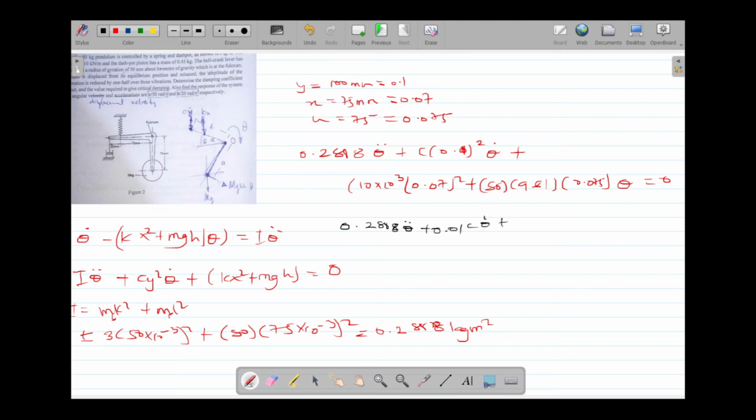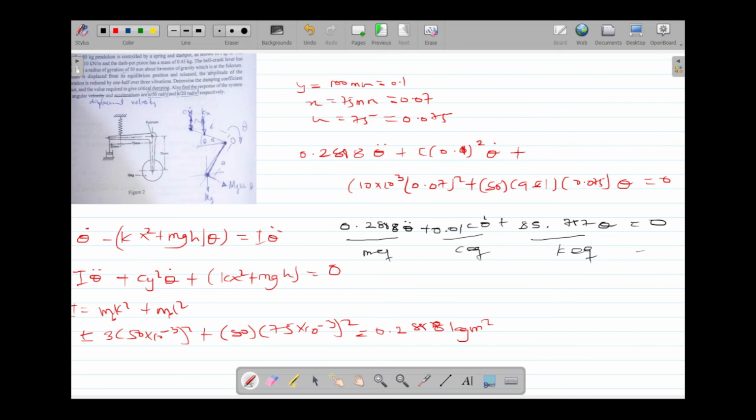Okay, so we have 85.787 theta equals 0. So from this expression, whatever is here is our m equivalent, whatever is here is our c equivalent, whatever is here is our k equivalent, and that's that. All right, so this becomes a free damped system.